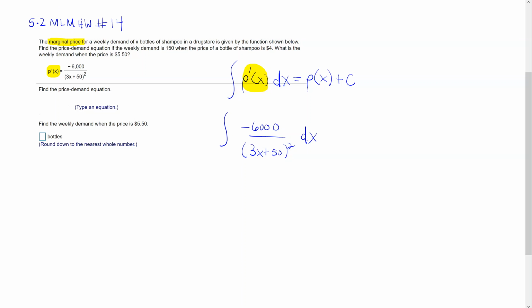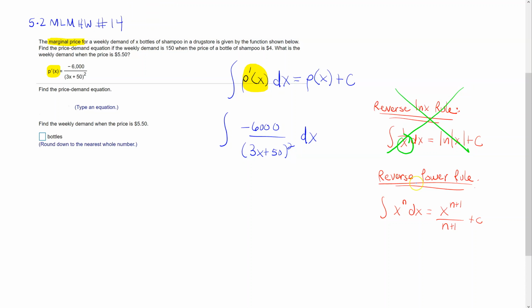Okay, and I have to figure out which reverse rule we'll be using. I see a fraction built into my integrand, so it's really tempting to use the reverse ln of x rule, but we're not going to do that. To use the reverse ln of x rule, the denominator of that fraction needs to have an understood exponent of 1. Right now there's a binomial in the denominator, and it has an exponent of 2. So we're not going to use the reverse ln of x rule.